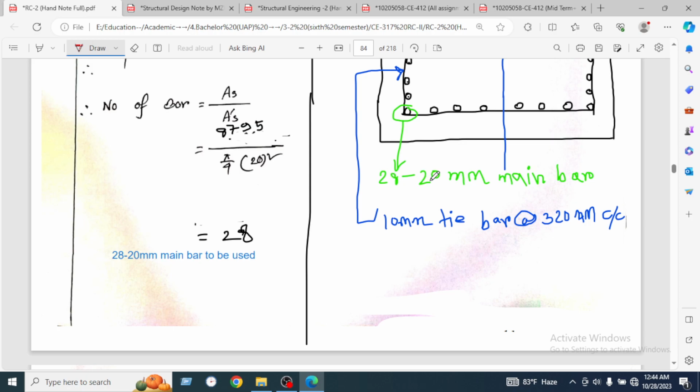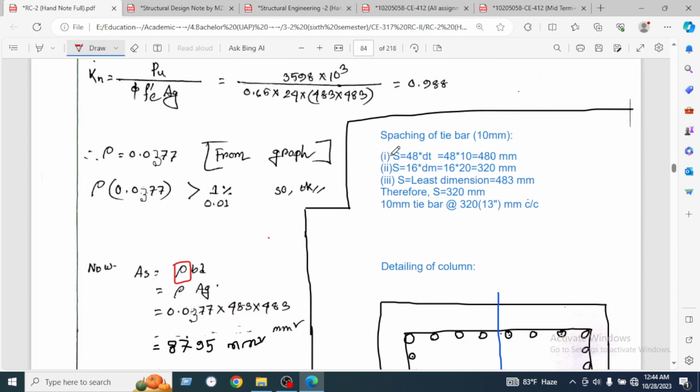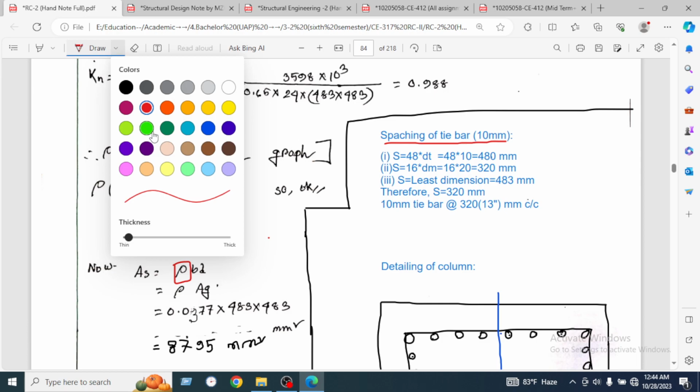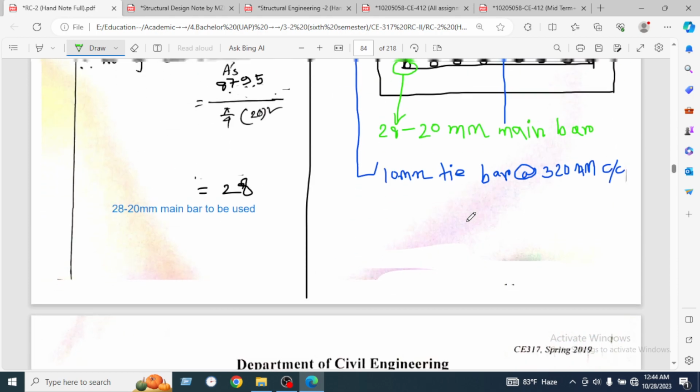20 millimeter main bars have been used here. The spacing of the tie bars will be by this formula: 48 times the diameter of the tie bar, which is 480, 16 times the diameter of the main bar, 16 into 20 is 320, and the least dimension 480. So therefore 320 is the least value, so 10 millimeter tie bars will be used at 320 millimeter center to center. Here is the detailing of the column.